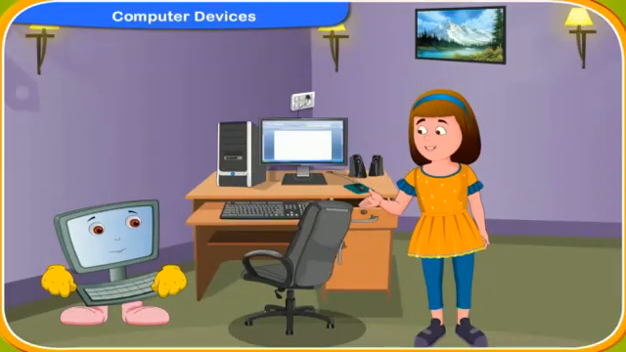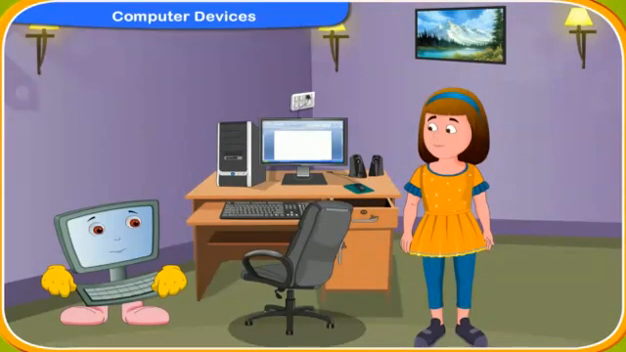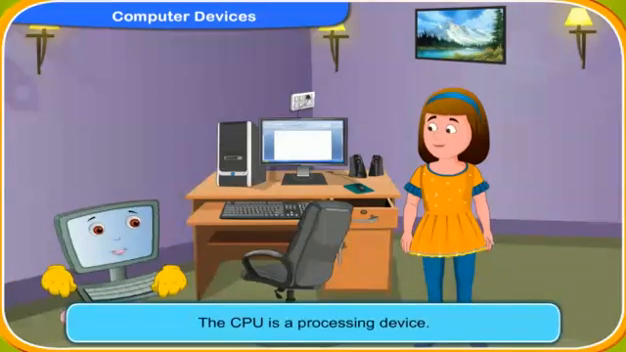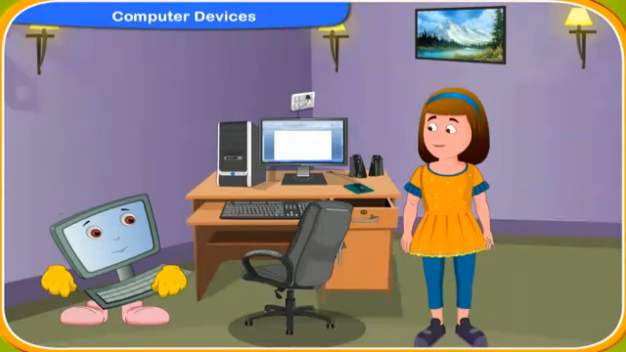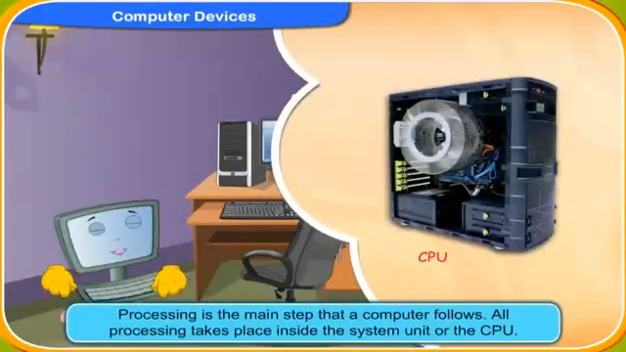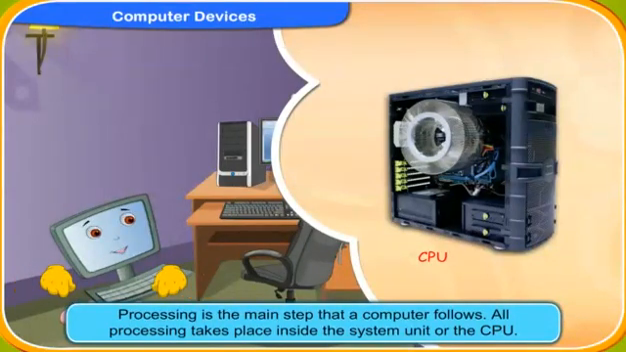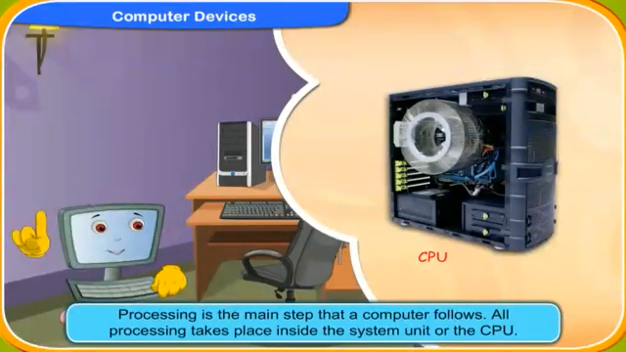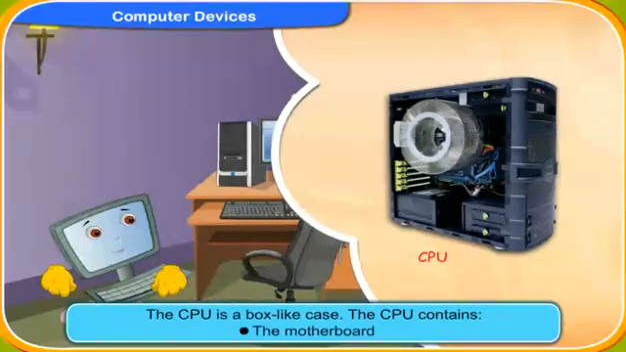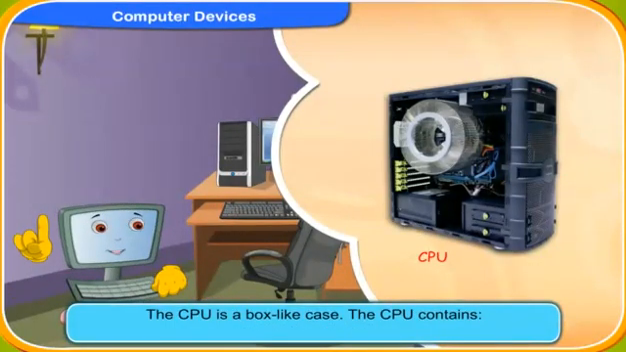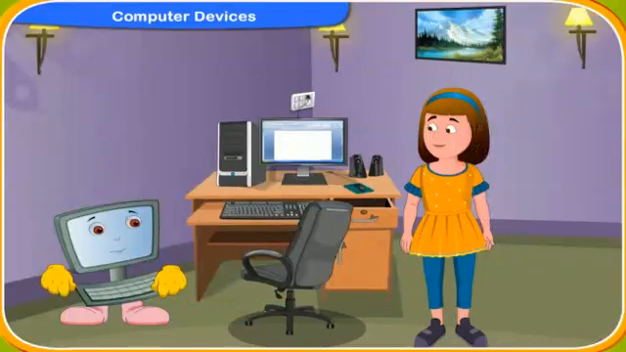What about the CPU? Is it also an output device? No, Rennie. The CPU is a processing device. Tell me more about the CPU. You should know that processing is the main step that a computer follows. All processing takes place inside the system unit or the CPU. The CPU is a box-like case. It contains the hard disk, the motherboard, the CD drive, and the floppy drive.